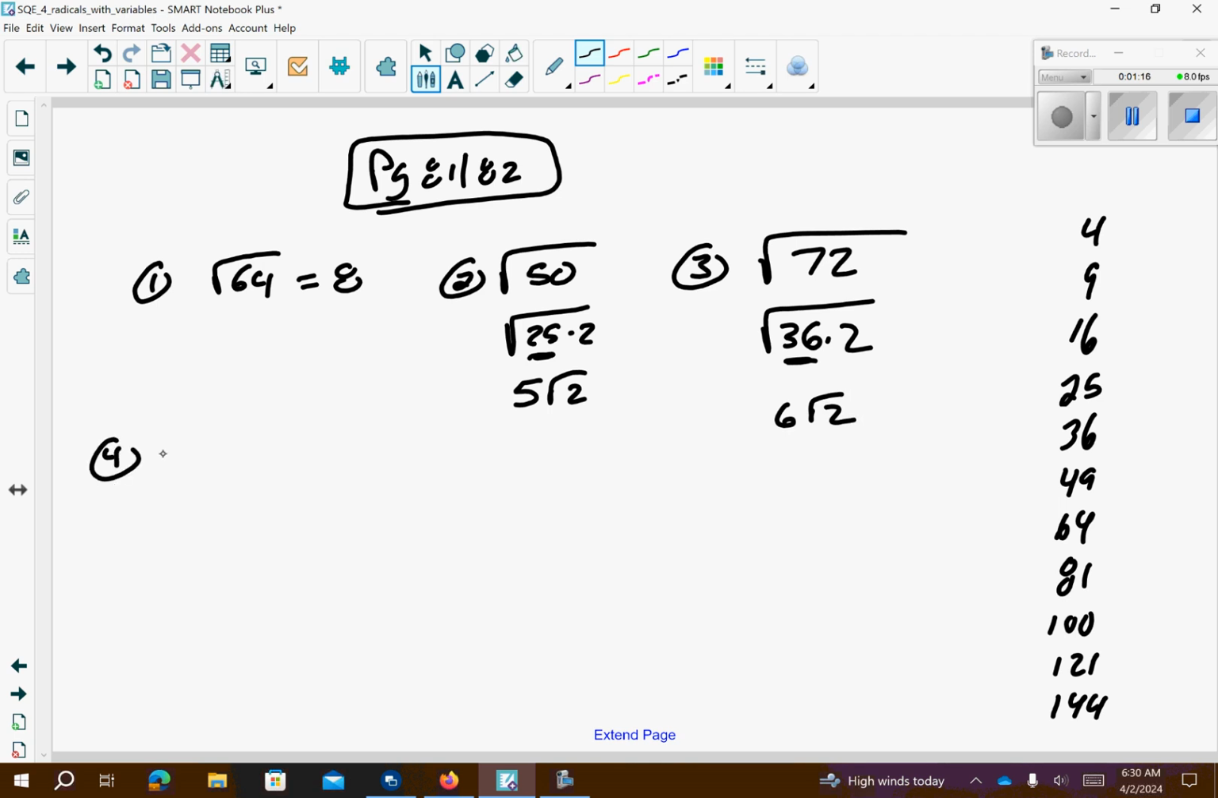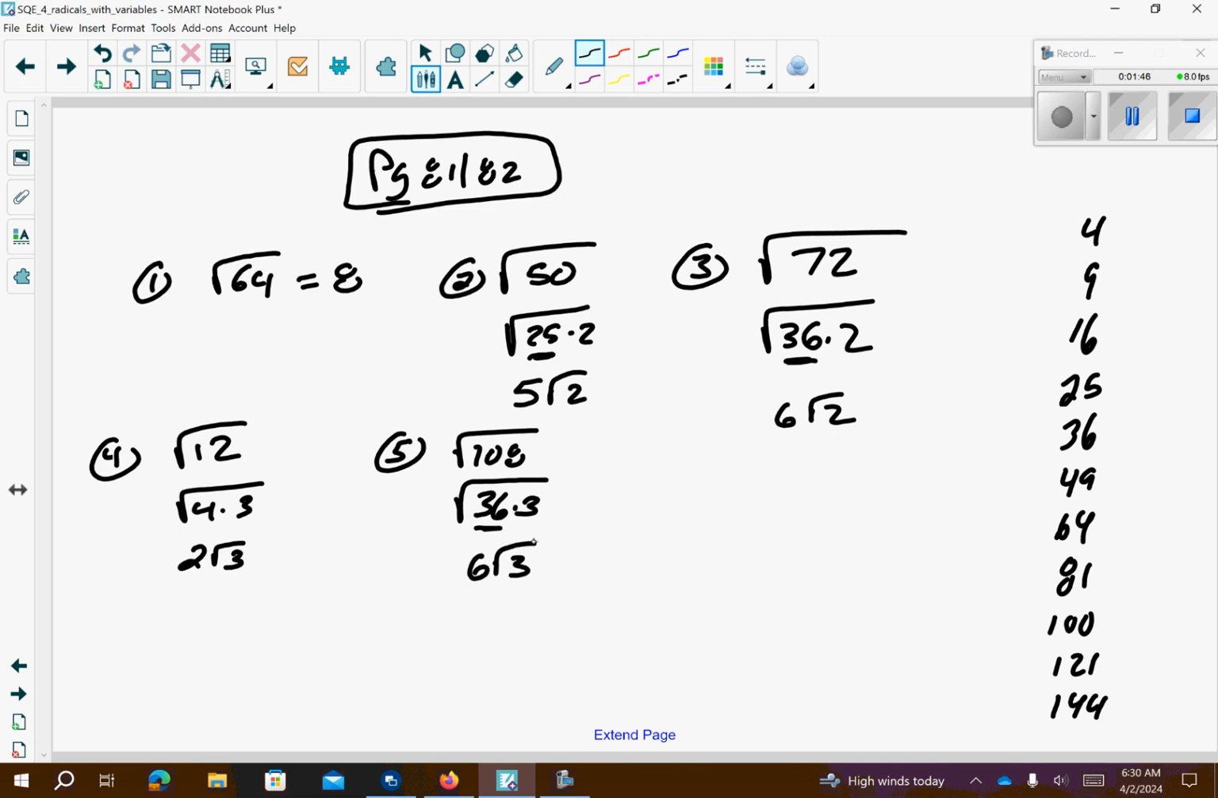Problem number 4, square root 12. 12 breaks down multiple different ways, but you want to use the 4 times 3 because 4 is the biggest perfect square. So I get 2 square root 3. Number 5, root 108. 108 falls in here, so 100 doesn't work, 81 doesn't work, 64 doesn't work, 49 doesn't work. Let's see, 36 and 3 do work. So square root of 36 is 6, so I get 6 square root 3. Again, you're looking for your largest perfect square from our list that is part of the number.